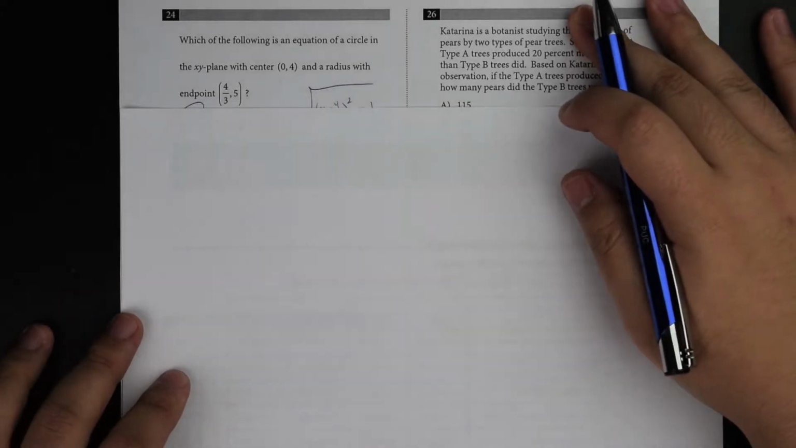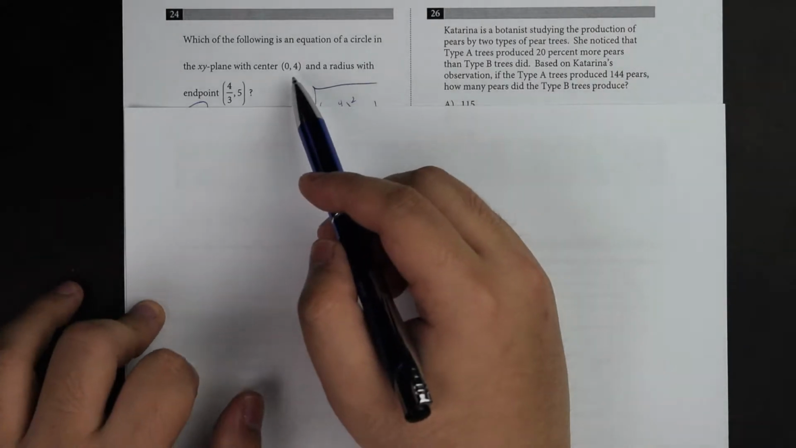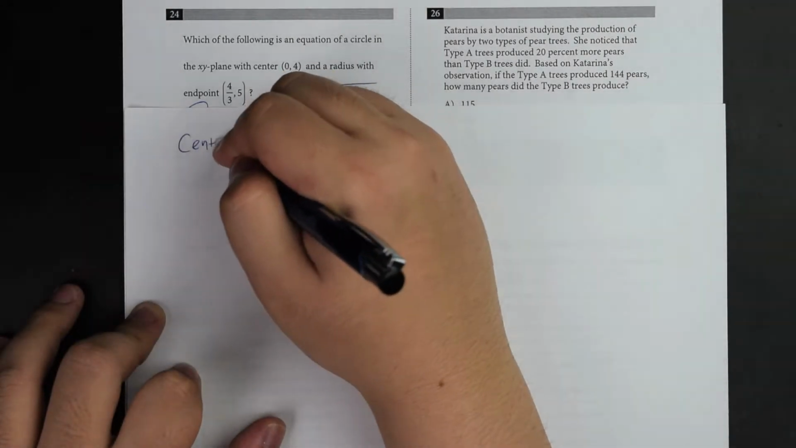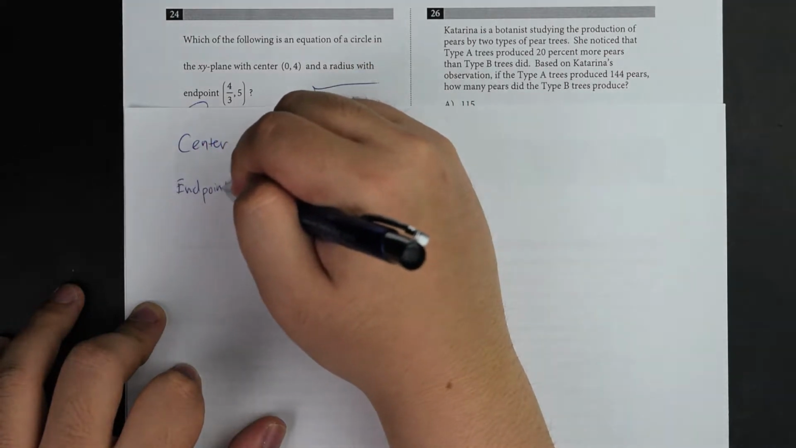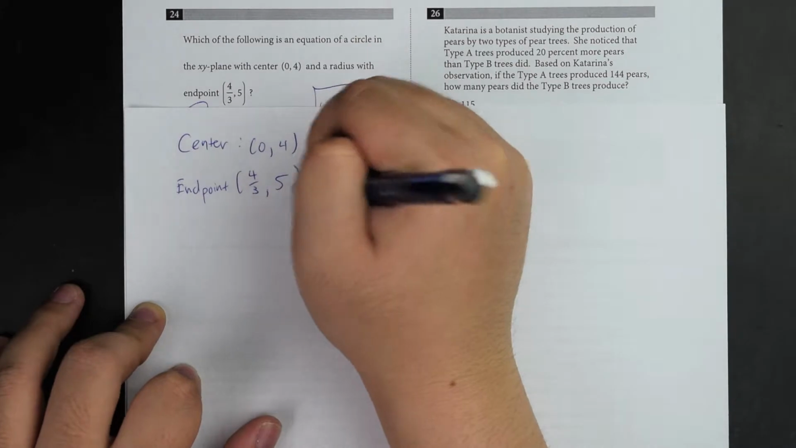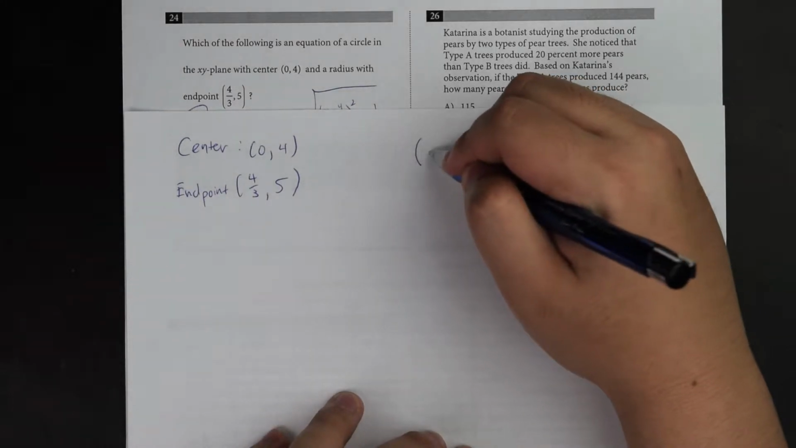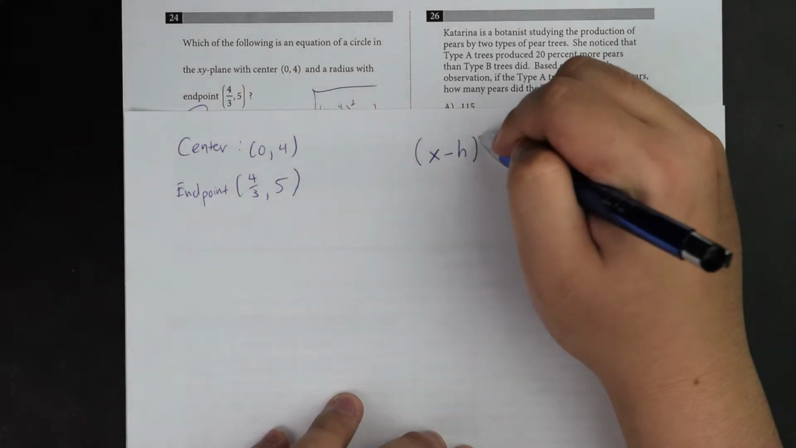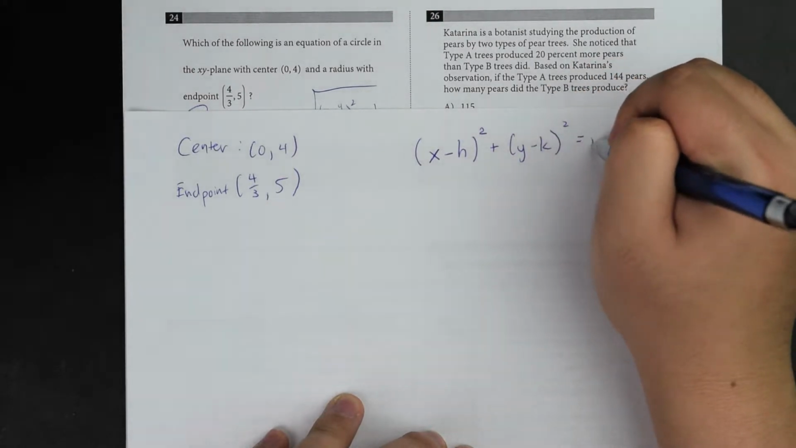The important thing to note on this question is that they mention your center is (0, 4), and your endpoint around the perimeter of the circle, aka the circumference, is (4/3, 5). But when we are talking about equations of a circle, the equation looks like this: (x - h)^2 + (y - k)^2 = r^2.